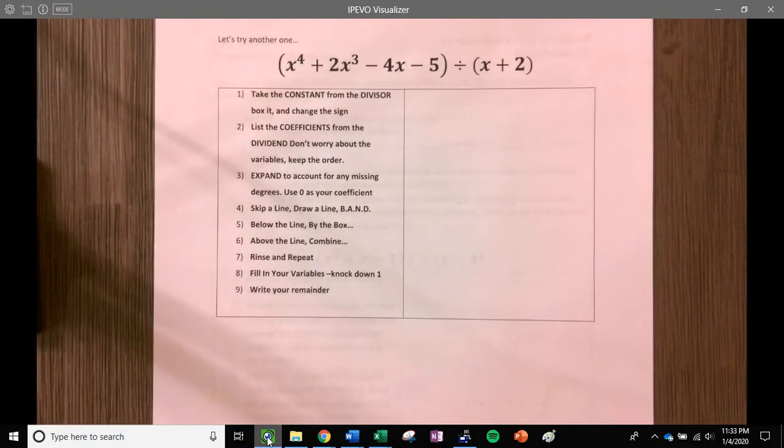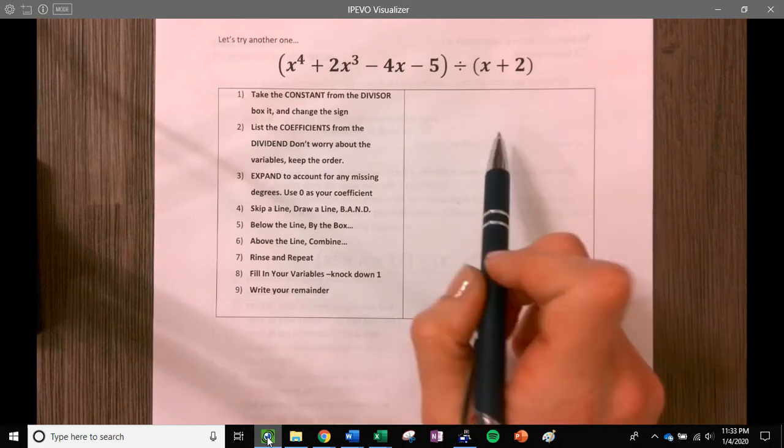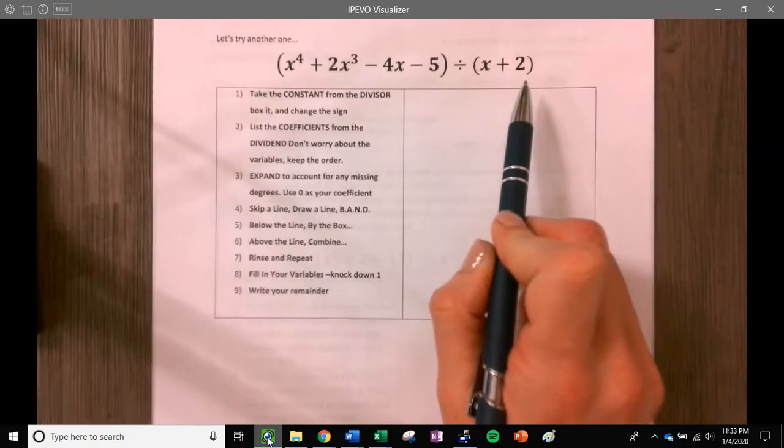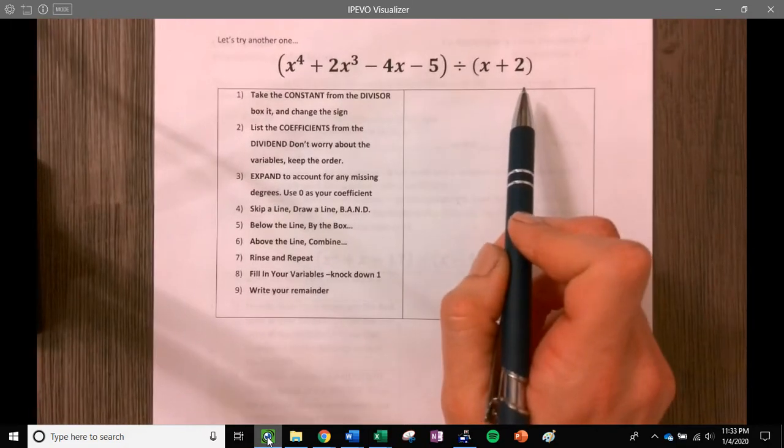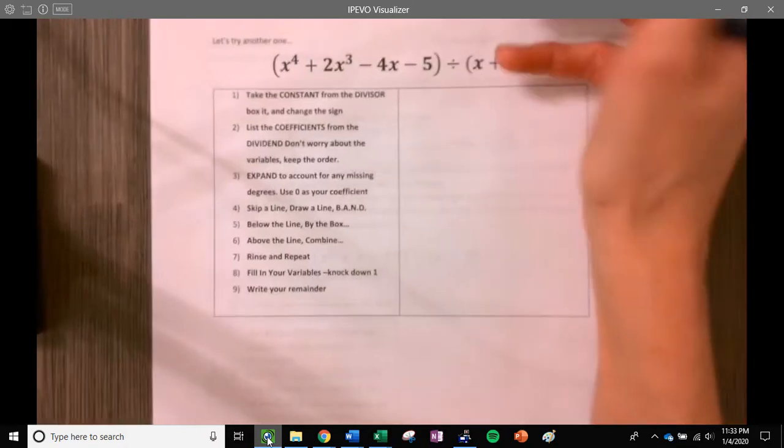All right, x to the fourth plus 2x cubed minus 4x minus 5 divided by x plus 2. All right, let's check for our red flags. We have a naked variable. Awesome.